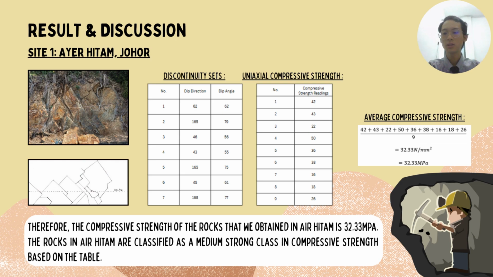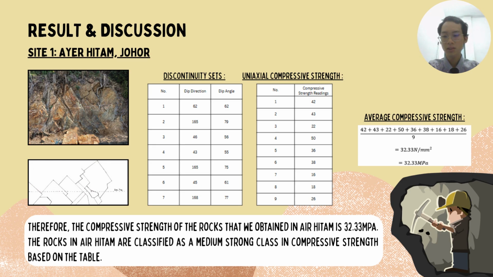Good morning, lecturer. I'm Gu Junhong. Now I'm going to talk about the result and discussion for Site 1 and Site 4. Site 1 is located at Ayer Hitam, Johor, and this is the site photo and scanline discontinuity mapping for Ayer Hitam, Johor. Based on the scanline discontinuity mapping, we can get the discontinuity sets.